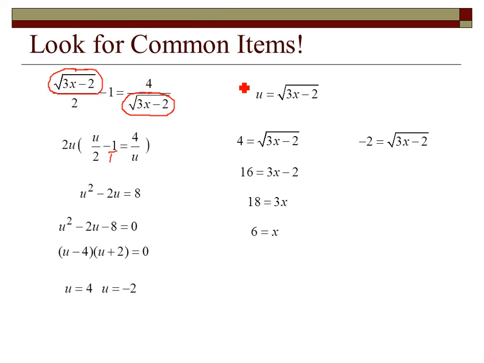So let's look at this other one. Now, I'm going to square both sides. And I get 4 equals 3x minus 2. I add 2. 6 equals 3x. Divide by 3. I get x equals 2. Now I want to go back and check this. If I plug 2 into this equation, I get the square root of 6 minus 2.